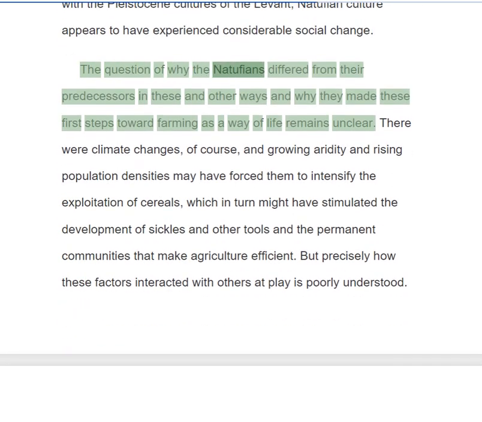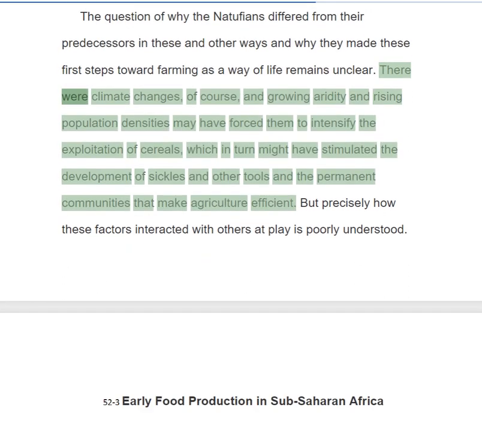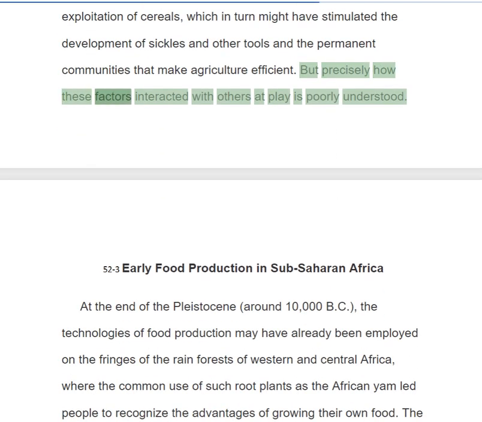The question of why the Natufians differed from their predecessors in these and other ways and why they made these first steps toward farming as a way of life remains unclear. There were climate changes, of course, and growing aridity and rising population densities may have forced them to intensify the exploitation of cereals, which in turn might have stimulated the development of sickles and other tools and the permanent communities that make agriculture efficient. But precisely how these factors interacted with others at play is poorly understood.